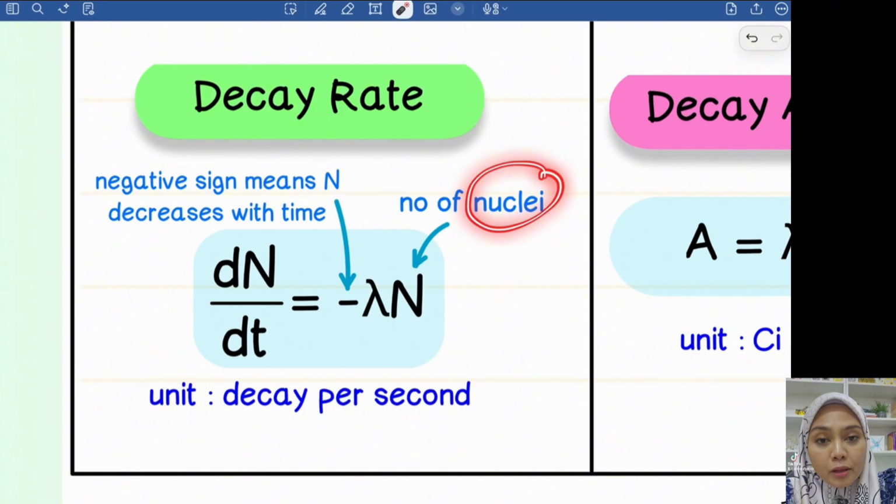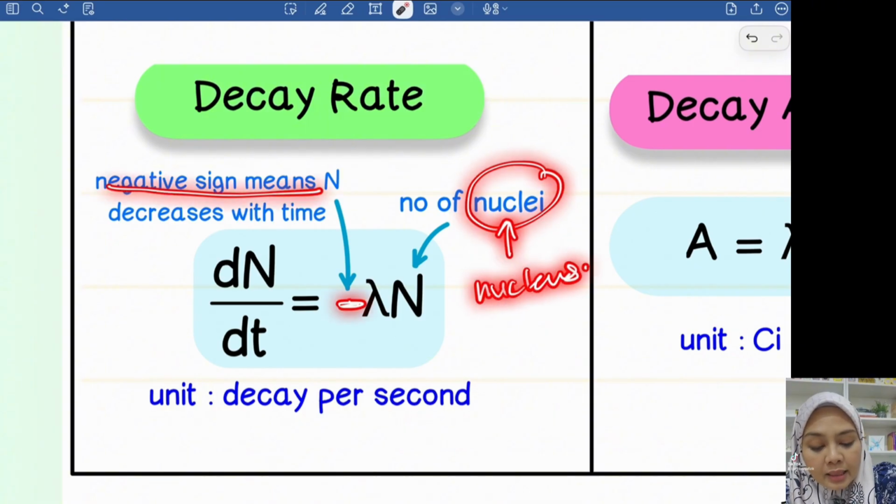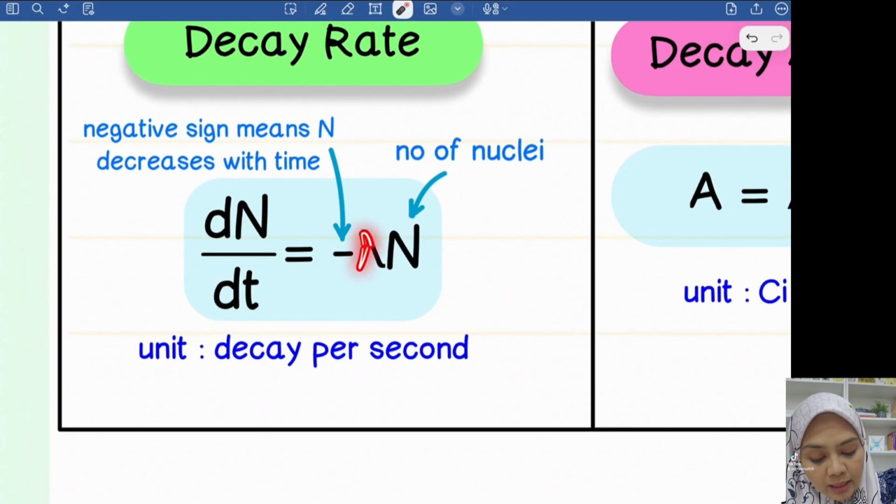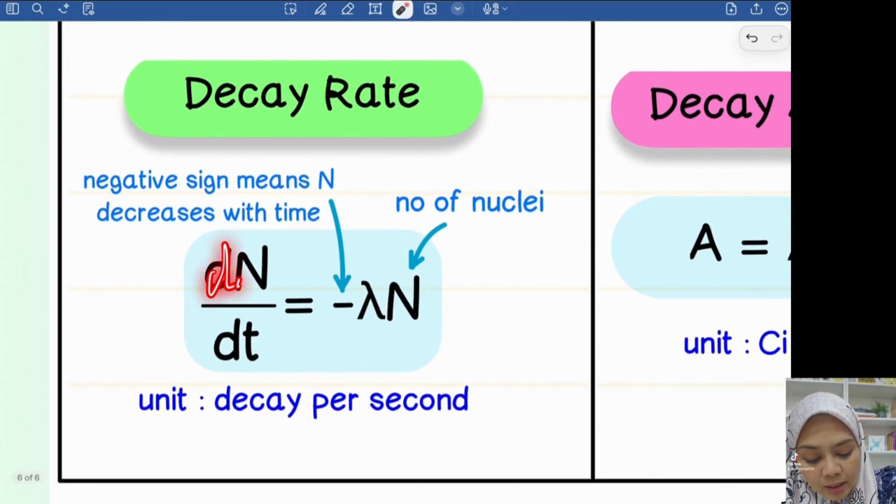Nuclei is the plural for nucleus. So the negative sign means that the number of nuclei starts to decrease. And then lambda is the decay constant. dN/dt is the rate of depletion of the number of nuclei. So the unit for the decay rate is decay per second.